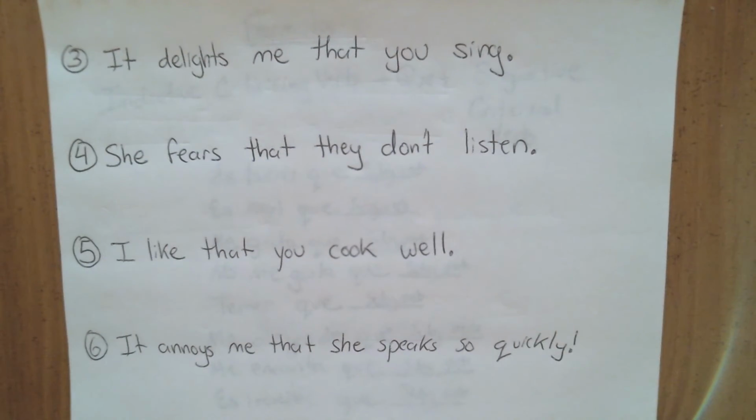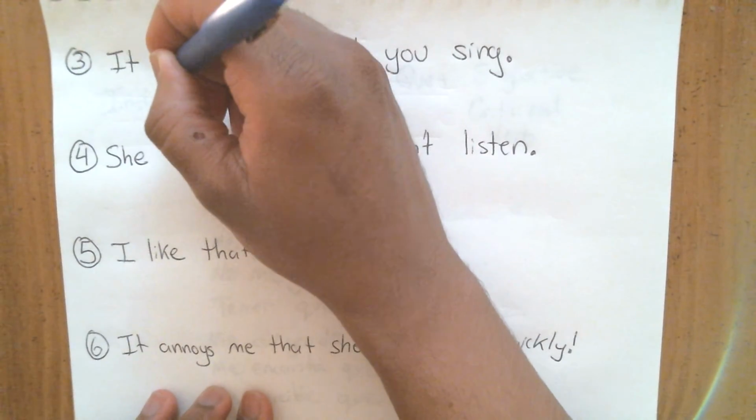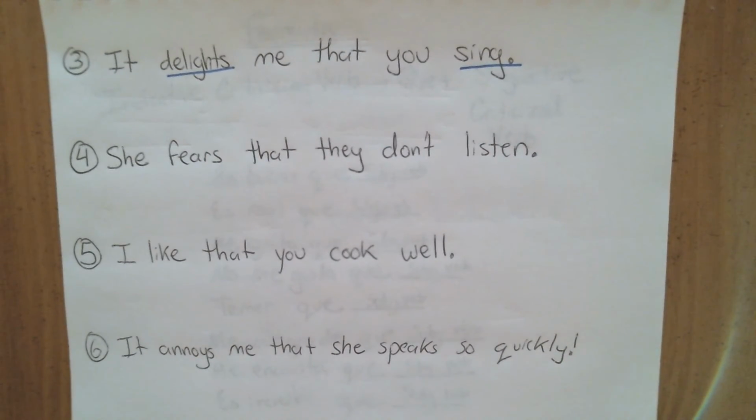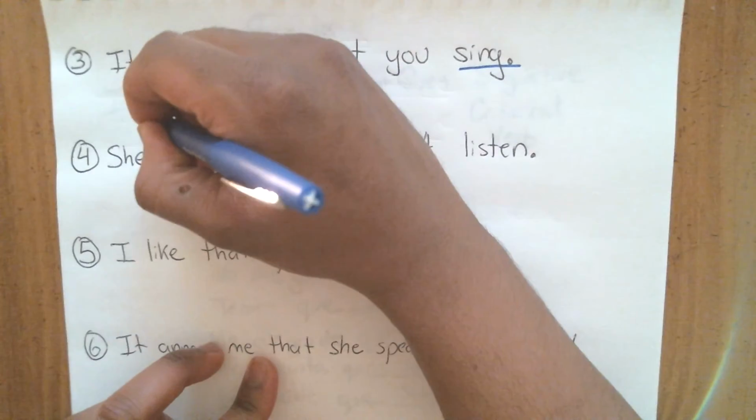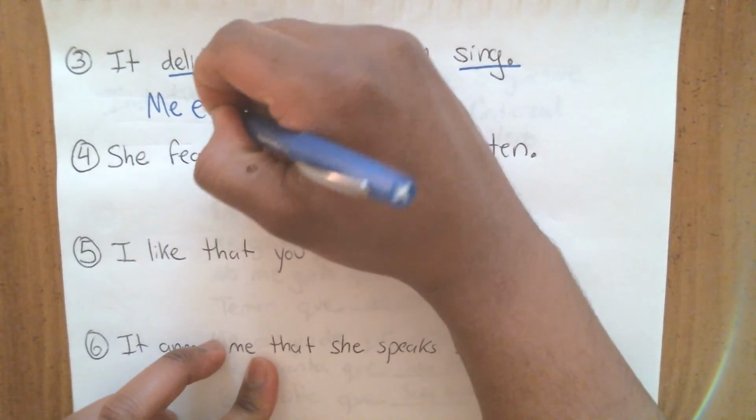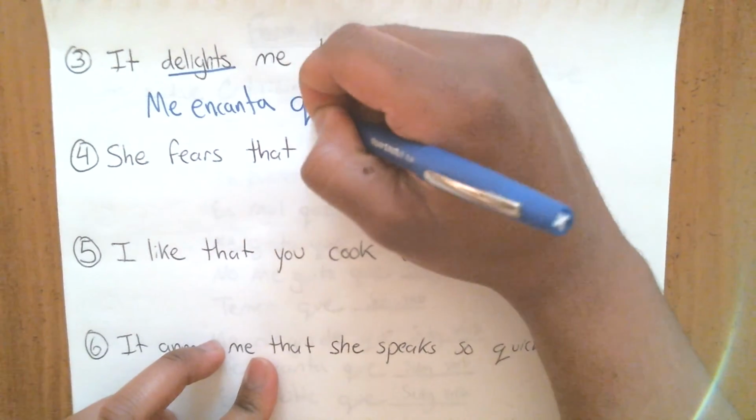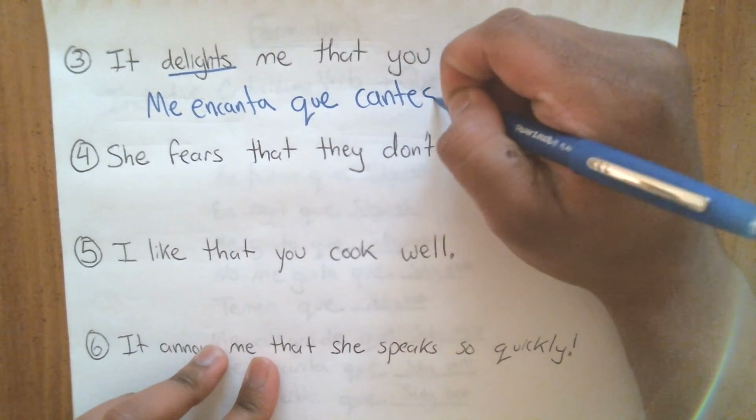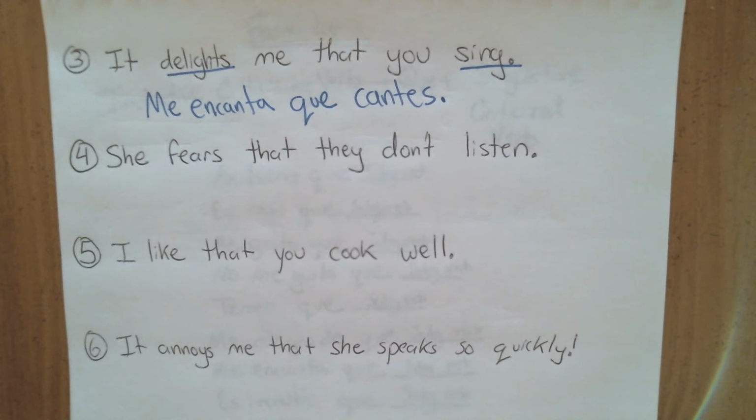It delights me that you sing. It really does delight me, but the verb that I'm using to create my criticism is delight. The verb that I'm criticizing, again, it's positive criticism, but like I said, it doesn't matter, is going to be sing. So this is just me encanta que, then cantar would be in the subjunctive, cantes. So really the only thing you need to remember for these is that the verb that is being criticized is the only verb that's going to go in the subjunctive.